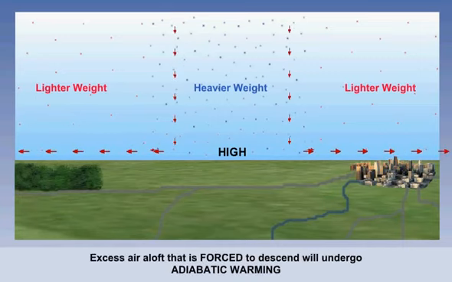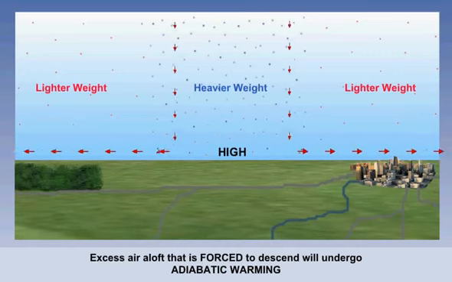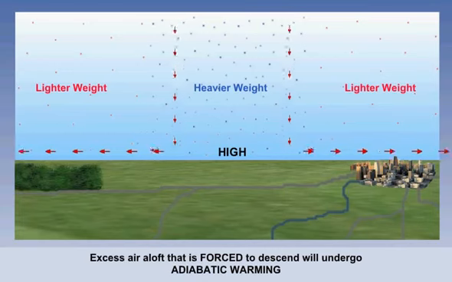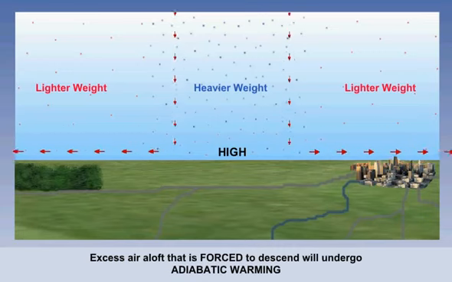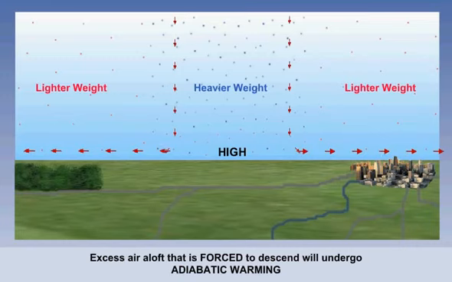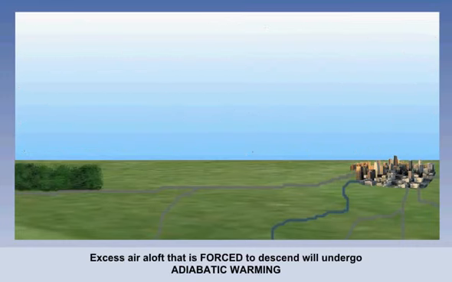The first types are called permanent warm anticyclones. The reason for the name is because they tend to create very warm, dry surface conditions. Let's look at the reason why. If you remember back to low pressures, we stated that if air was forced to rise, it would cool adiabatically. In this type of high pressure, the reverse is the case.